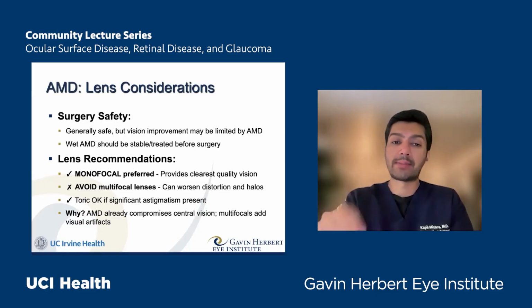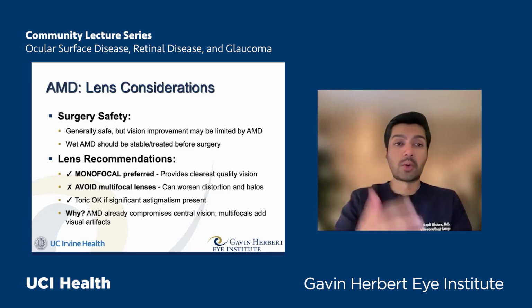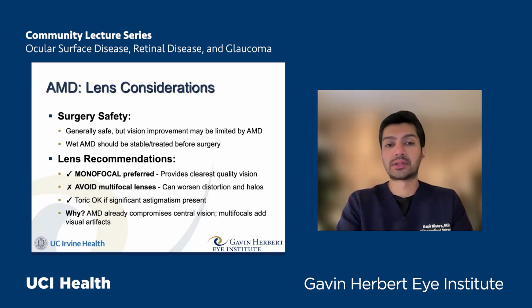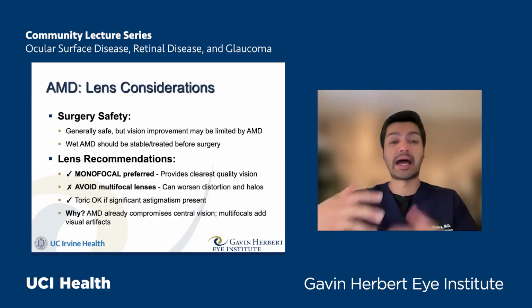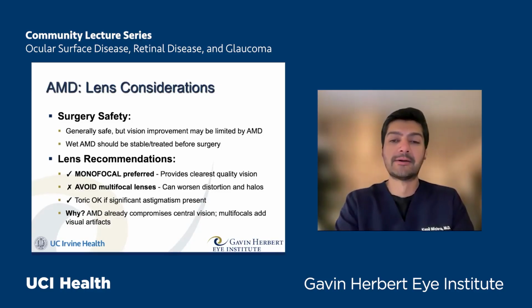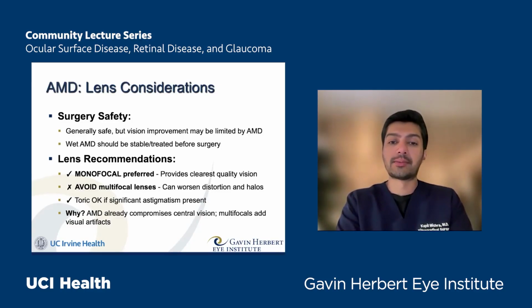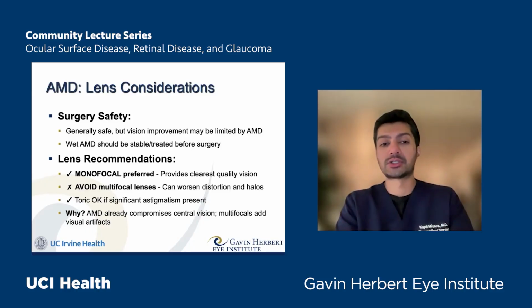If someone has wet macular degeneration and they're getting treated with the injections, then we like to make sure that the disease is very stable and that you don't require injections as frequently as once a month before undergoing cataract surgery, if we can help it. In some cases, the cataracts get so advanced that we have to do cataract surgery, even if you're getting frequent injections.